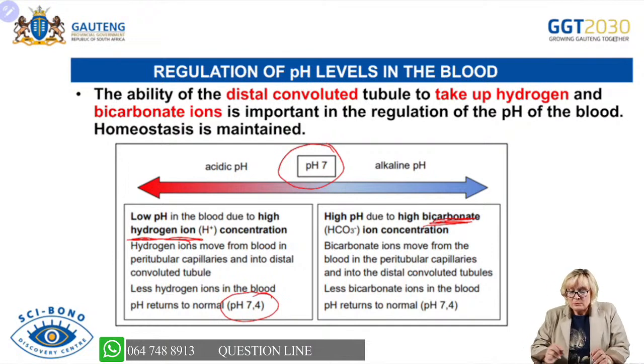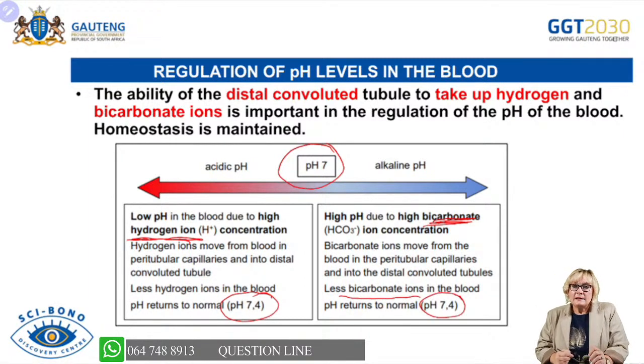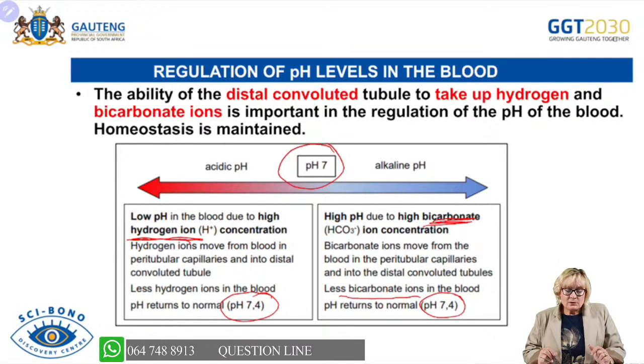Then if you have too many bicarbonate ions in your blood, what will happen? The bicarbonate ions move from the blood in the peritubular capillaries and into the distal convoluted tubules. Fewer bicarbonate ions, so it will turn back to 7.4. But in grade 12, we are not really looking at the pH control by the kidney. We're more focusing on the water level control and the salt level control in the blood.